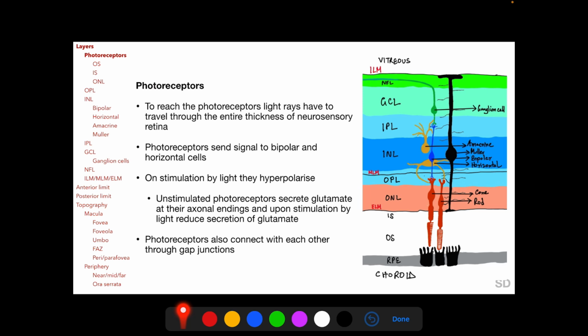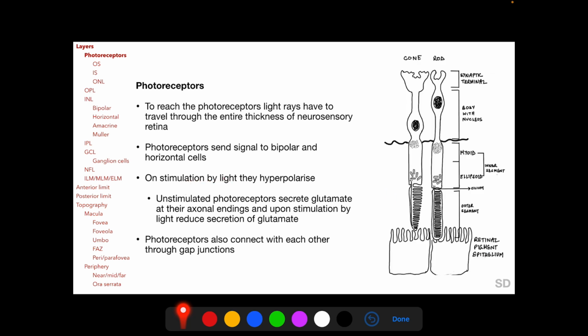And most distally in the neurosensory retina we have the photoreceptors. So to reach the photoreceptors, light rays have to travel through the entire thickness of the neurosensory retina. On being stimulated by light, the photoreceptors send signal to the bipolar and the horizontal cells.